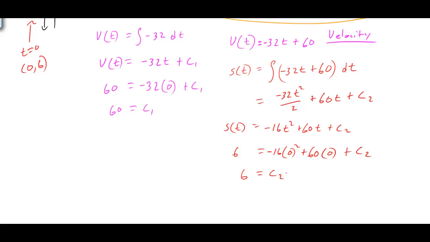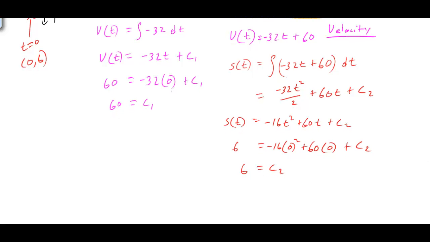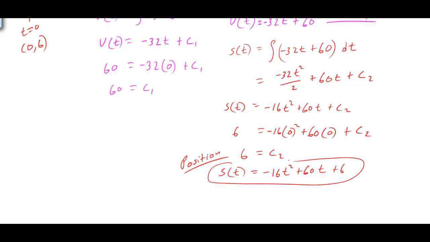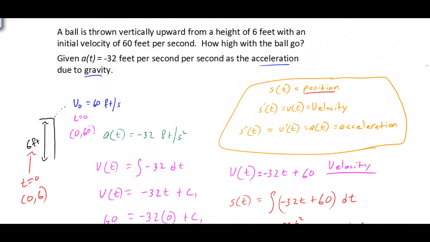is equal to 6. So therefore, our position function, S of t, we could write this as negative 16t squared plus 60t, and then in place of c2 we plug in our 6, and here we have our position function. So now, how can we determine how high the ball will go?